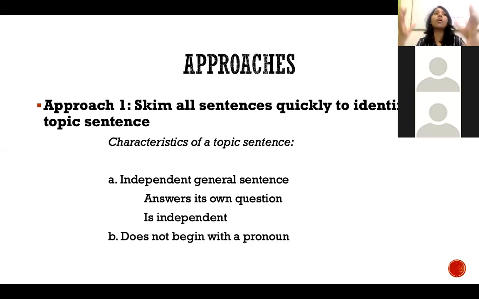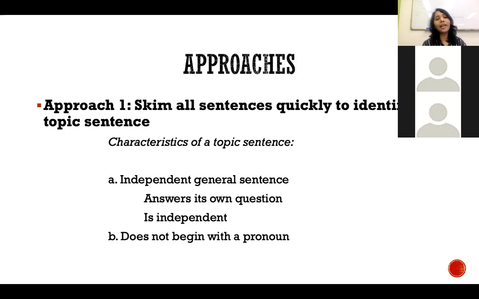So you'll have to use a combination of all these approaches to solve this question. I'll tell you what I'm trying to say, you'll understand. Your first approach is to skim through all the sentences quickly and try to identify your topic sentence. The statements that are given to you on your left-hand side, skim through them and try to identify which among them is, or could be, the topic sentence of that paragraph.